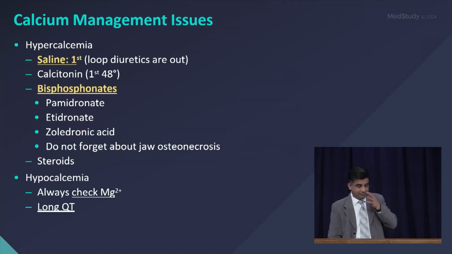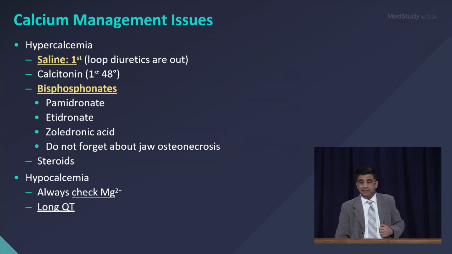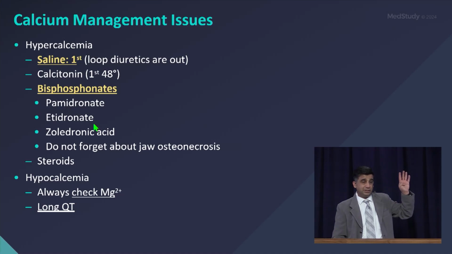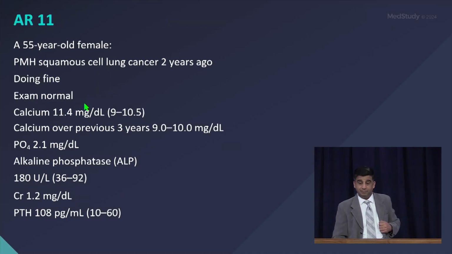Secondary hyperpara. Treatment: saline, saline, saline for hypercalcemia. And after that, you can use bisphosphonates, right? Saline is the first. Hydrate first, and then give them bisphosphonates.